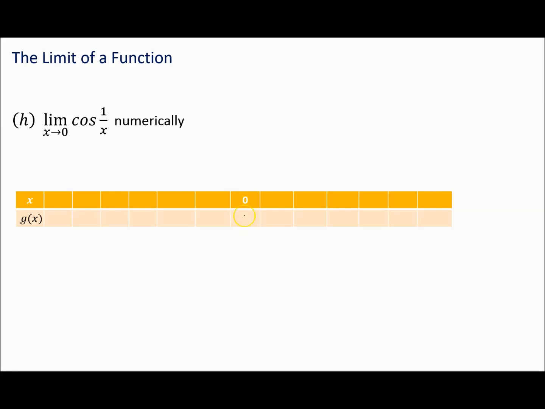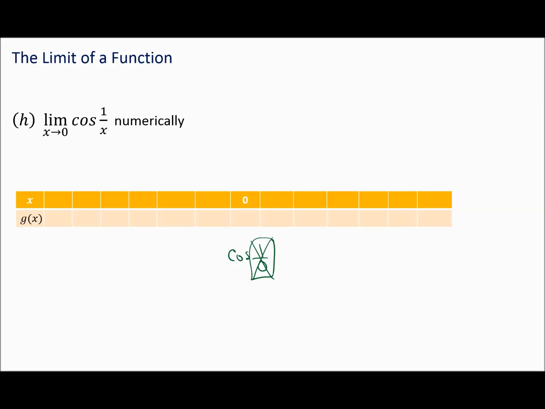Now, I got 0 right in the middle of my table. They want us to do this numerically, hence the table. But if I calculate the cosine of 1 over 0, I got a problem, right? Because just this alone is undefined. I'm not allowed to do that. So what I have to do is plug in values closer and closer to 0.